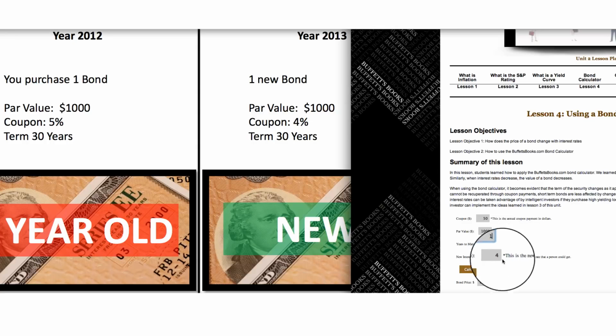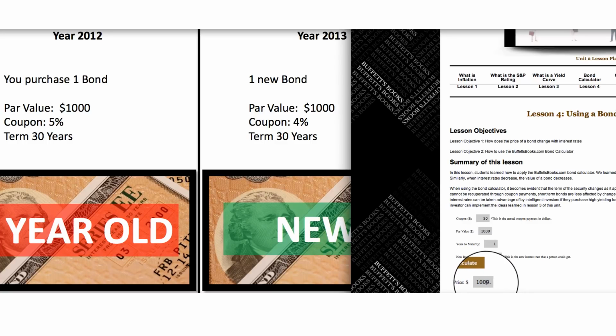So this would be like you held this bond for 29 years and there's only 1 year left on this 5% bond, and you're comparing it to a bond that has a 4% coupon. So what you're going to see is that the price goes down to $1,009.